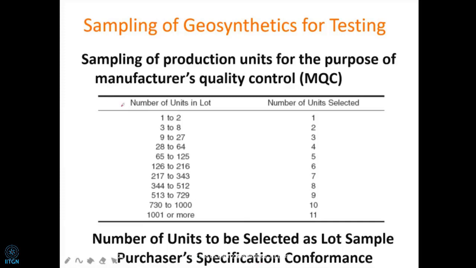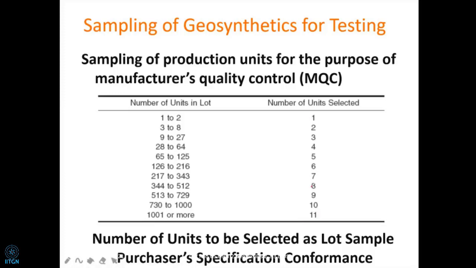So if you are going to use a number of units in a lot, that means if you are going to use, let's say, 1 to 2, we can select 1 unit. If you are going to use, let us say 65 to 125, we will pick up 5 units. That means 5 rolls. If your rolls are going to be 1000 in a lot, naturally we will pick up 11 of them now.